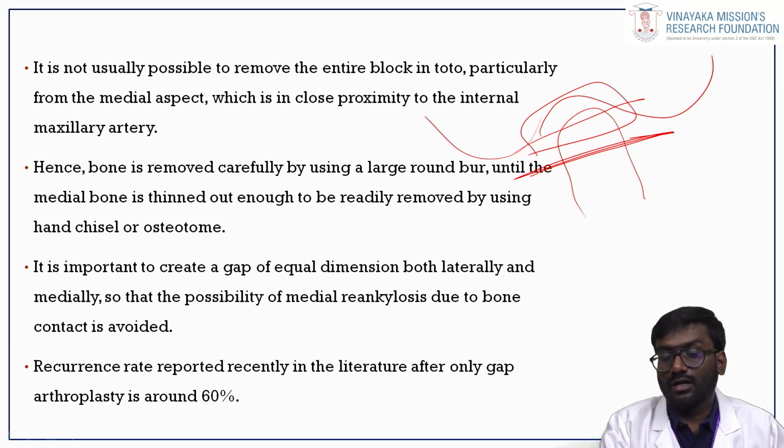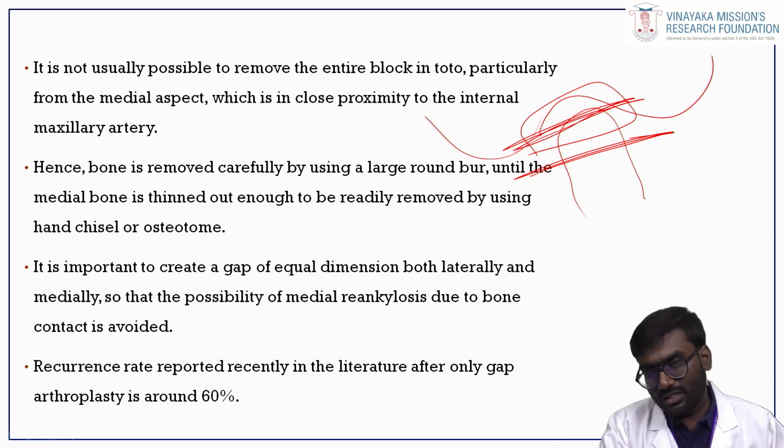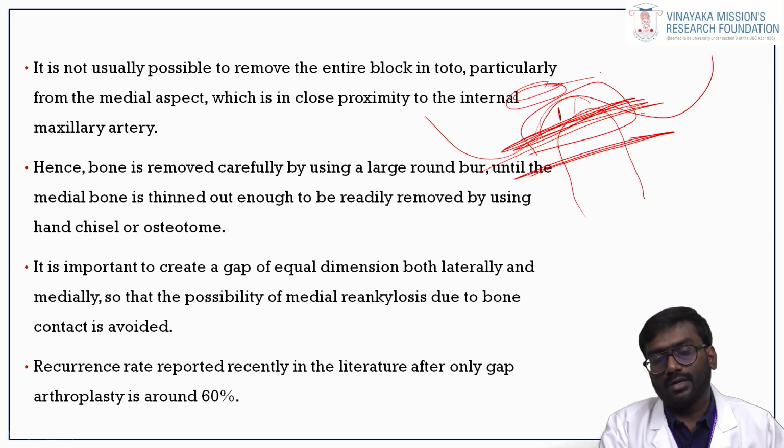The superior cut is given. We cannot demarcate which is the glenoid fossa itself, so below the articular eminence you give the cut. This part of the ankylotic mass, let it be there. Beyond this, if you go and cut, this area is the middle cranial fossa. Beyond that, if you go and cut, you will go into the brain matter.